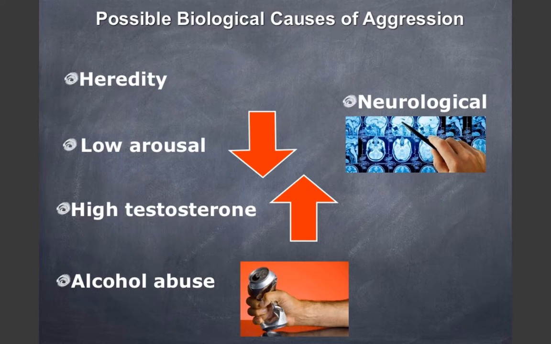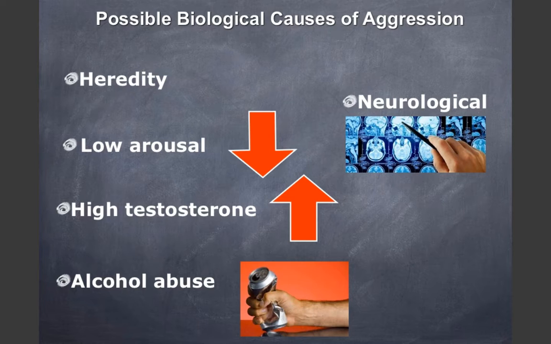Adopted children's aggressive tendencies are more like those of their biological parents than those of their adoptive parents. So with adopted children, it's their biology and their biological parents that have more influence on their aggressive behavior than their adoptive parents, which suggests a hereditary basis.